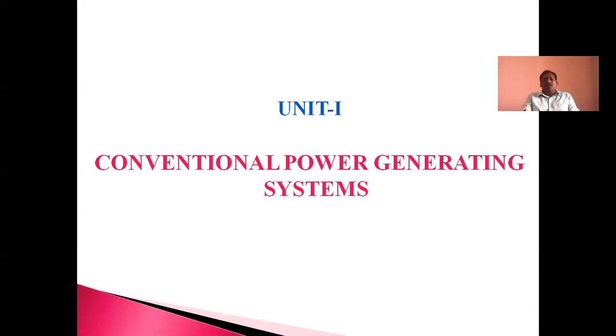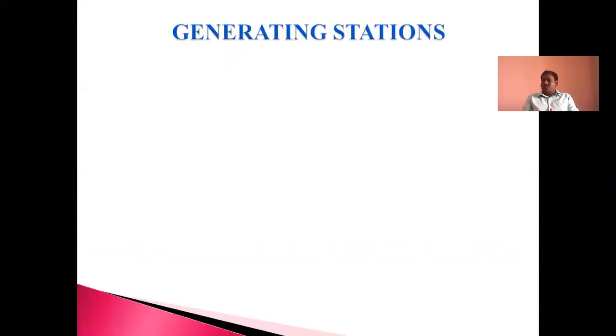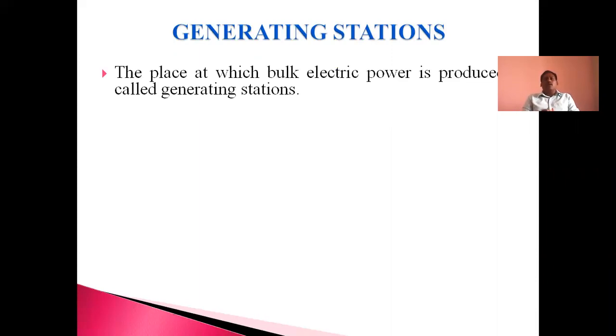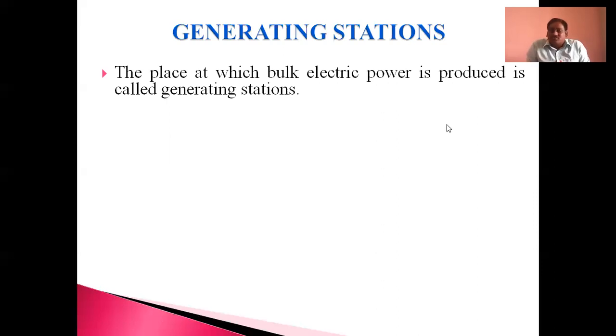What is meant by a generating station? The place at which a bulk amount of electric power is produced is called a generating station. Based upon the fuel supplied to the generating station to convert that fuel energy into electrical energy, these generating stations are again classified.